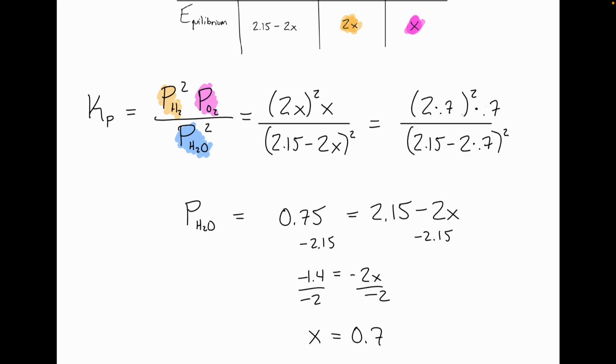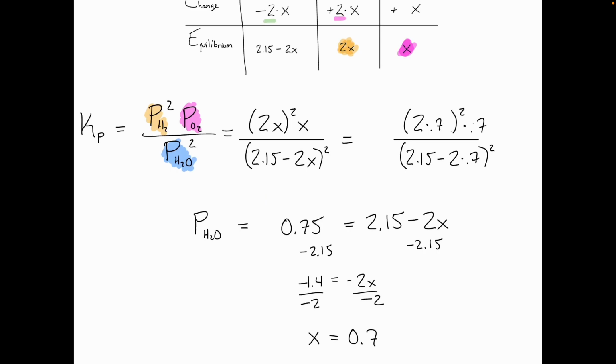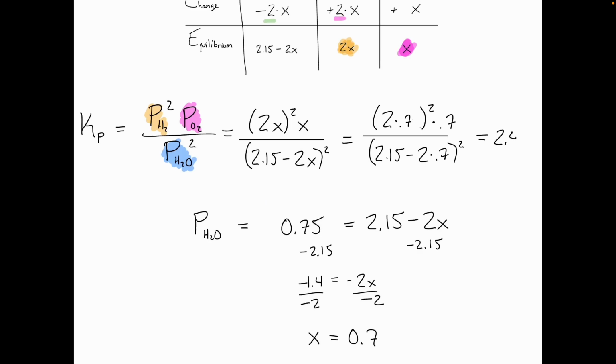Did you have a question? We do, you're right. Yeah, but just to keep it simple, just plugging back into that formula there. You're right, we know what the 2.15 minus 2x is. So you could absolutely plug that value in there as well. Get the same answer either way. All right, so we plug that back in, punch all that into our calculator, and we get the value of 2.44 for our Kp.